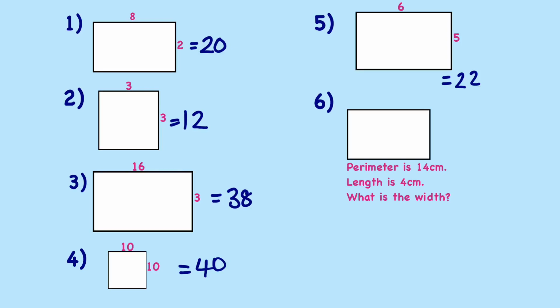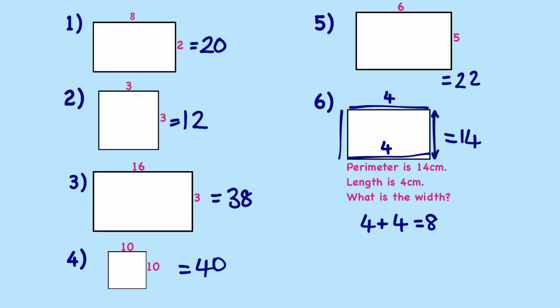It says that the perimeter is 14, so we can write that in. We know that the perimeter is 14. And the length is 4, so that means from here to here is 4, and then also from here to here is 4. Now, if we add those up, we know that 4 plus 4 is 8. So that means we've got 8, and we need to work out what the width is. So we've got these two numbers, which must be the same. And if we add them to 8, we're going to get 14.